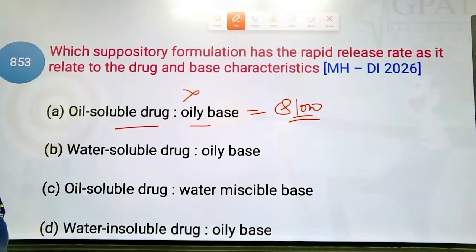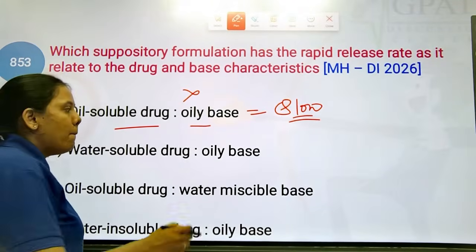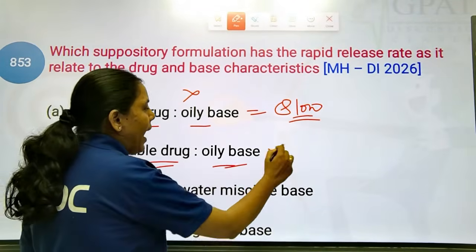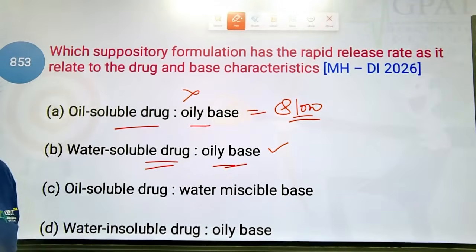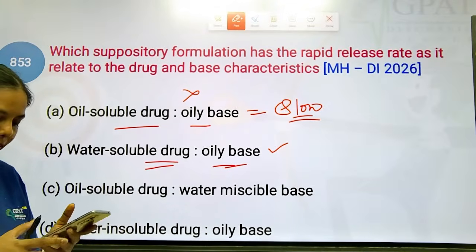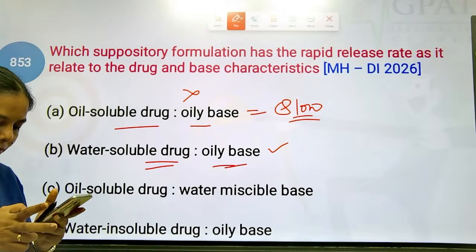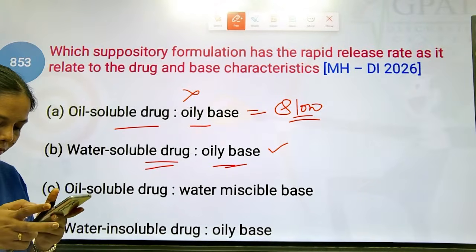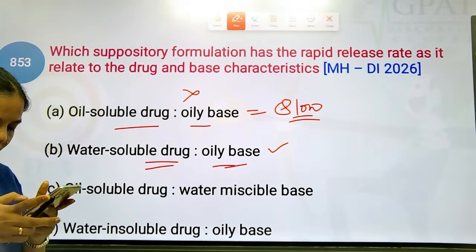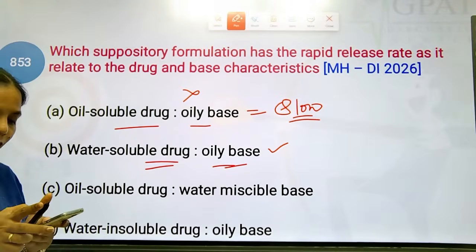Next is water soluble drug. It will help to melt and it will release easily, and oil soluble oil base is there. Next is oil soluble drug, water miscible base, water insoluble drug, oily base. What is the answer? Chalo, very good option.